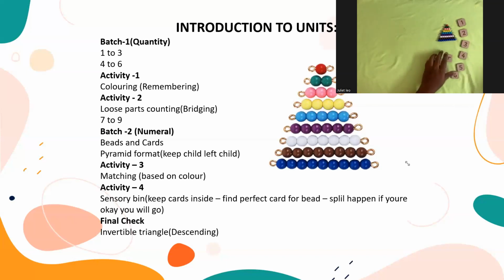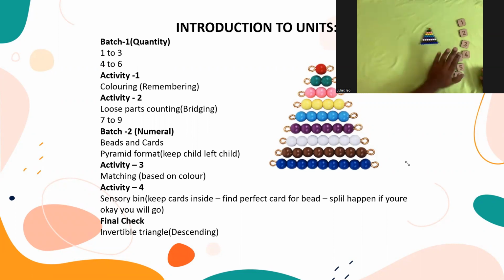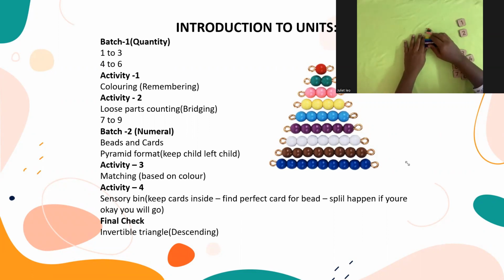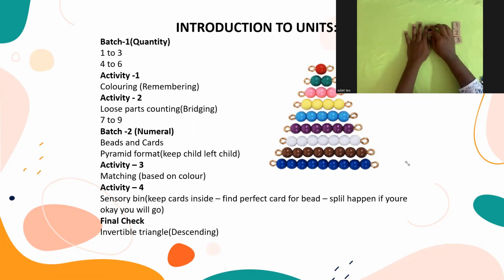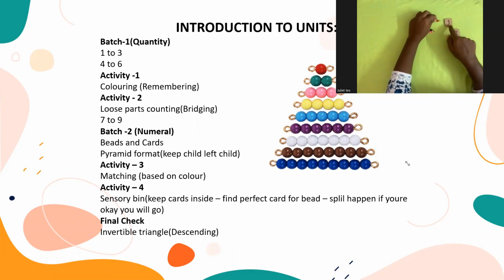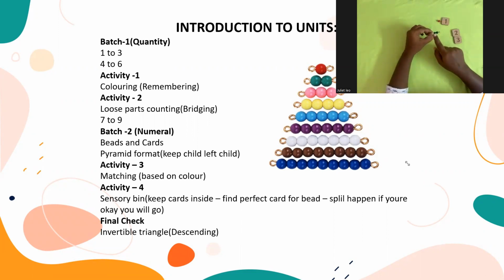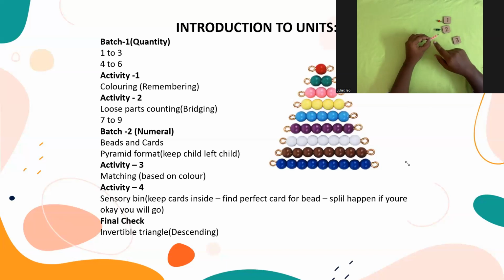Once the child knows the quantities very clearly, then we may use the numerals. The first step will be that I introduce in 3 batches alone. This is number 1, so we can say this is the way to write number 1. We can match the quantity along with the numeral. This is quantity 2, and this is the way to write number 2. And this is number 3, 1, 2, 3, and this is the way to write number 3.